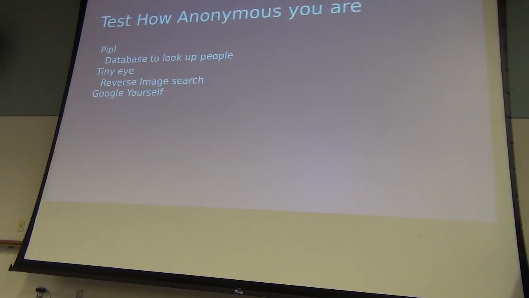Then you can also start testing how anonymous you are. PIPL is a database that looks up people. So if you type in your name, it'll show you a lot of information about yourself. You type in anyone, you can get a lot of information extracted from it. Tiny Eyes is a reverse image search, so if you're looking through images, you can see where they're available. And just Google yourself. There's other ways to find your identity online. I'm sure there's plenty of paid services as well that work on removing parts of your identity.